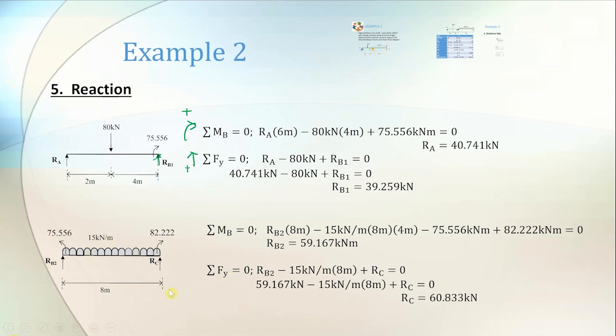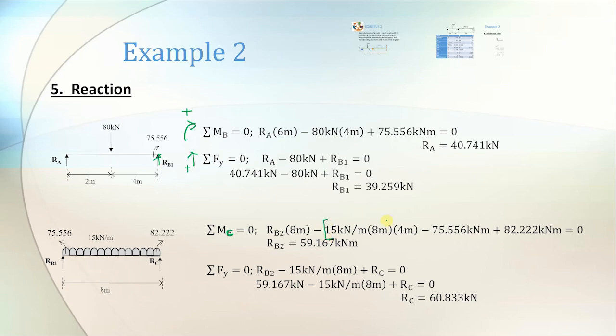So it looks like this. Okay, then I do the same thing again, the moment equation. I take moment at C. Okay, typo, RB2. Going to C, multiply by 8 because that is the distance. And I have UDL here, which is 15 kilonewton per meter, which means that for each 1 meter it is 15 kilonewton load. So that's why I multiply by 8.